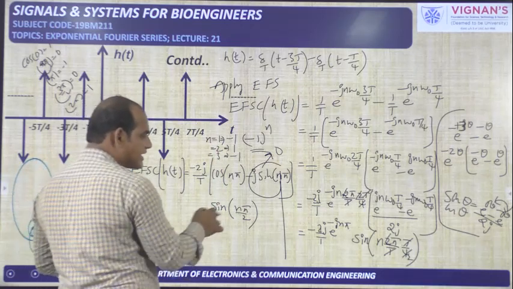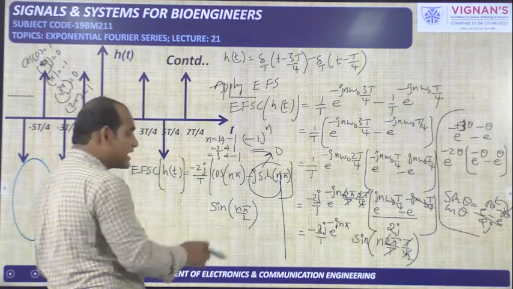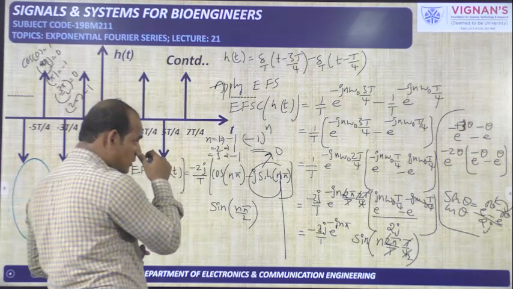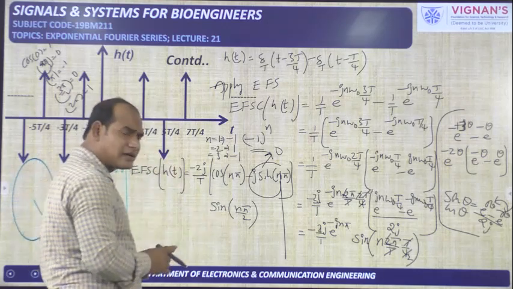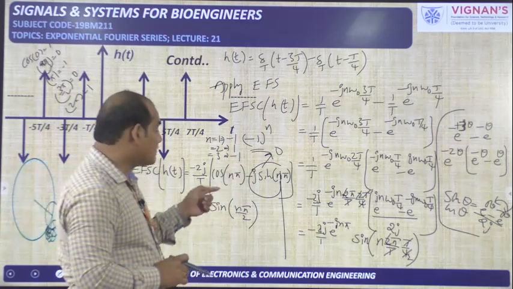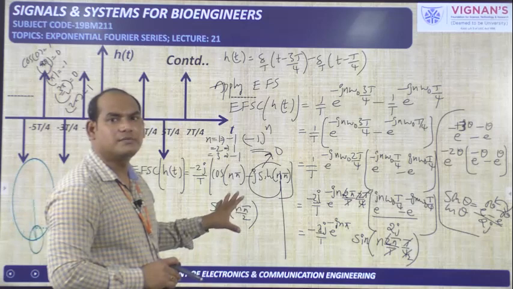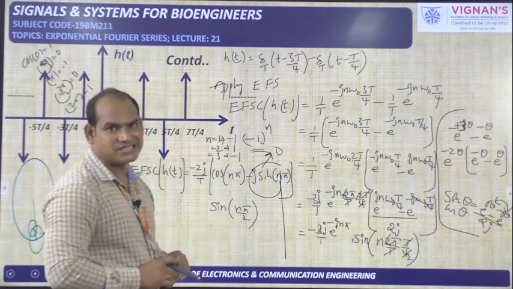Now this one, sin n pi by 2. If you take n is equal to 1, sin pi by 2 is 1. If you take n is equal to 2, that means even value, what will happen? Sin pi will become 0. This 0 into this entire thing is 0. So for the even number of n values, this will become 0. The coefficient will become 0. Only odd values are existing.